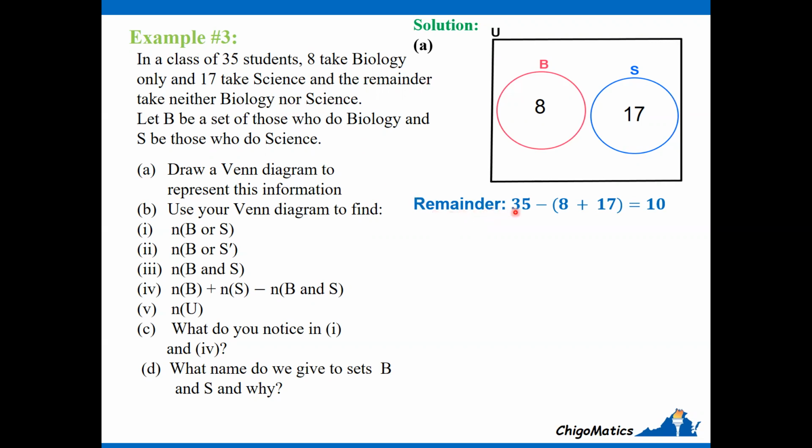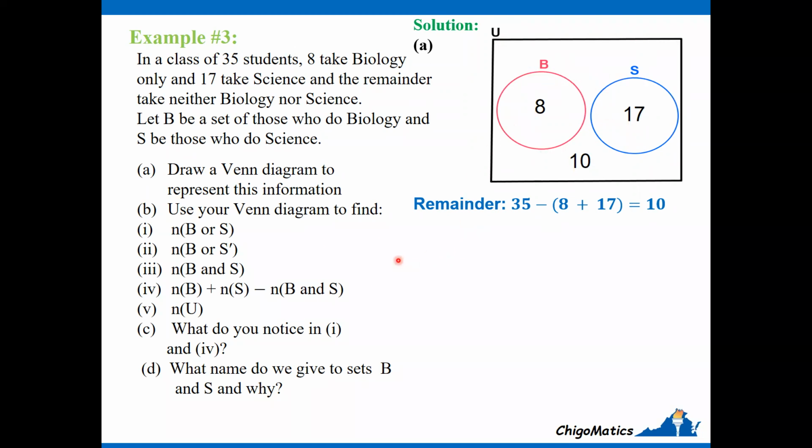Then to find the remainder, we are simply saying 35 minus (8 plus 17), then the answer I'll get is 10. So the 10 are outside the 2 sets B and S, right? So here are the 10 students. So that now if I add the 8 and 17 and 10, I get my 35 students, because the universal set or the sample space is representing the students in the class.